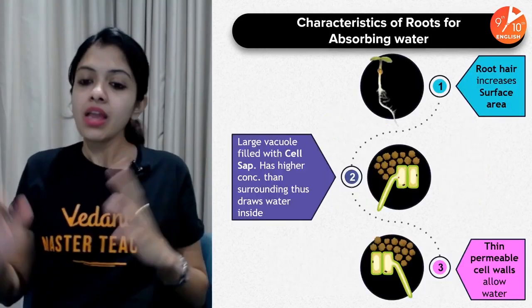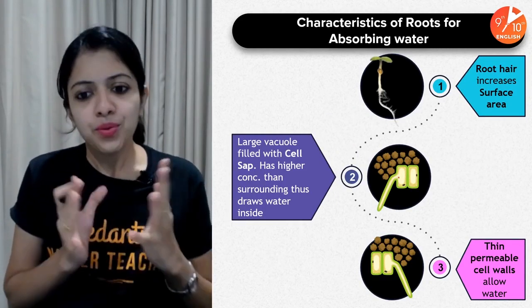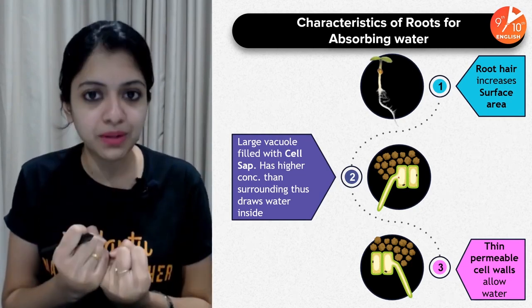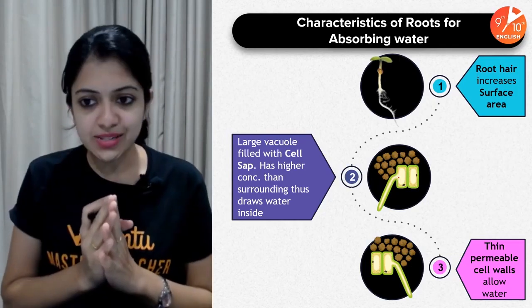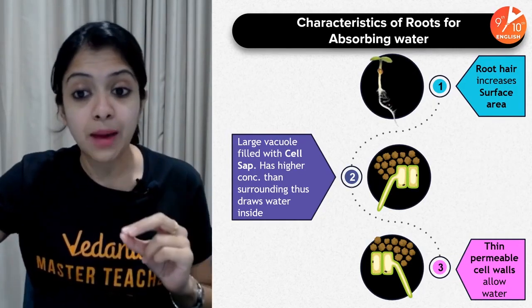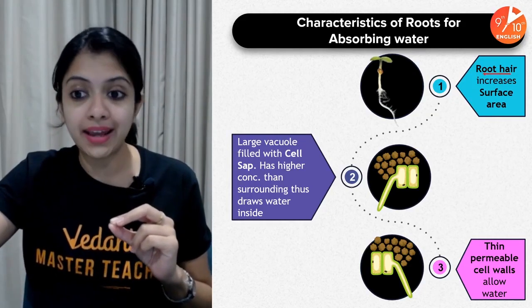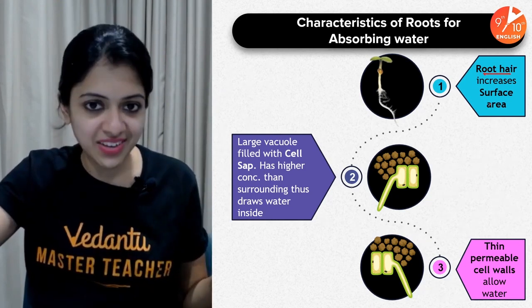Okay. Now, coming to the characteristics of roots for absorbing water. What makes roots special? What makes them eligible to absorb water? There are three major pointers for this. First of all, roots are provided with tiny hair-like structures, which we call root hair. Okay, so root hair increases the surface area.